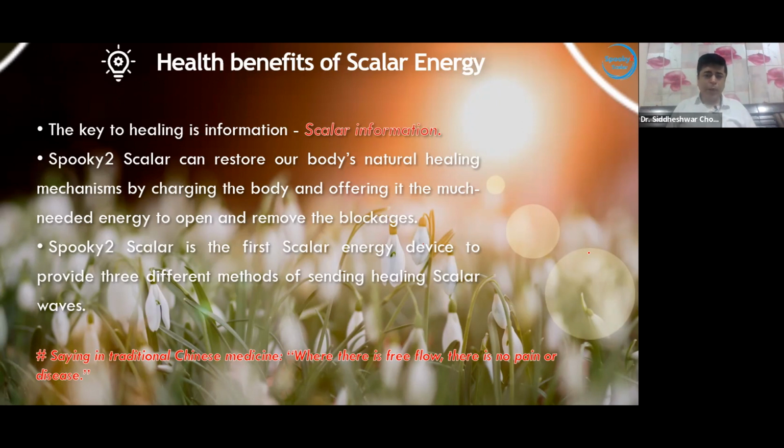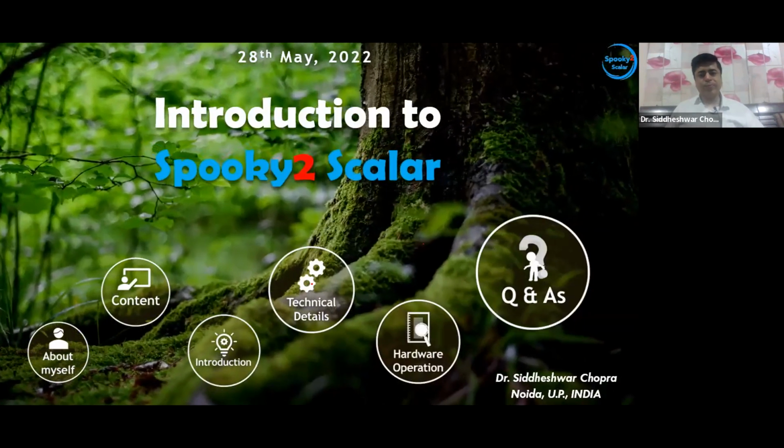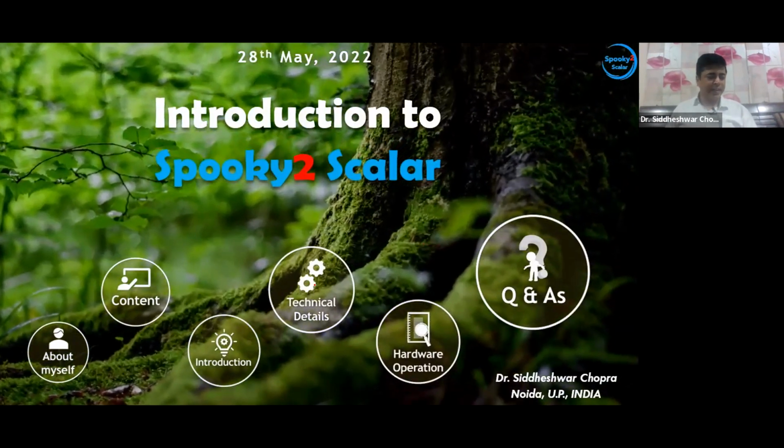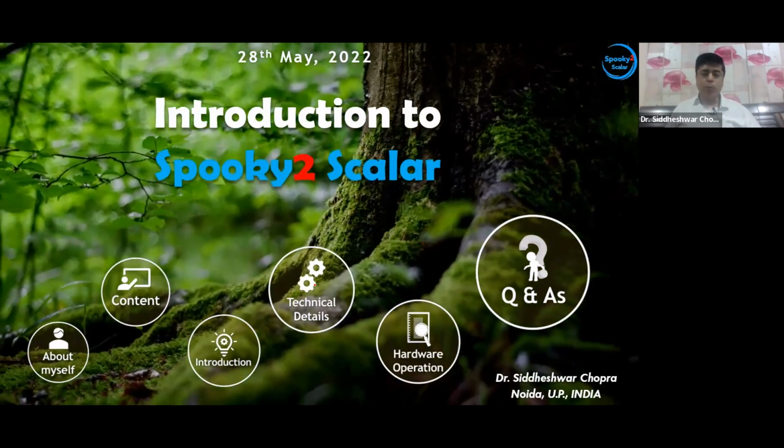right? Spooky2 Scalar is the first scalar energy device which provides three modes of scalar transmission. And as a popular traditional Chinese medicine saying goes, where there is free flow, there is no pain or dis-ease. So I also completely agree with that. Now, let us get into the technical details of the Spooky2 Scalar.